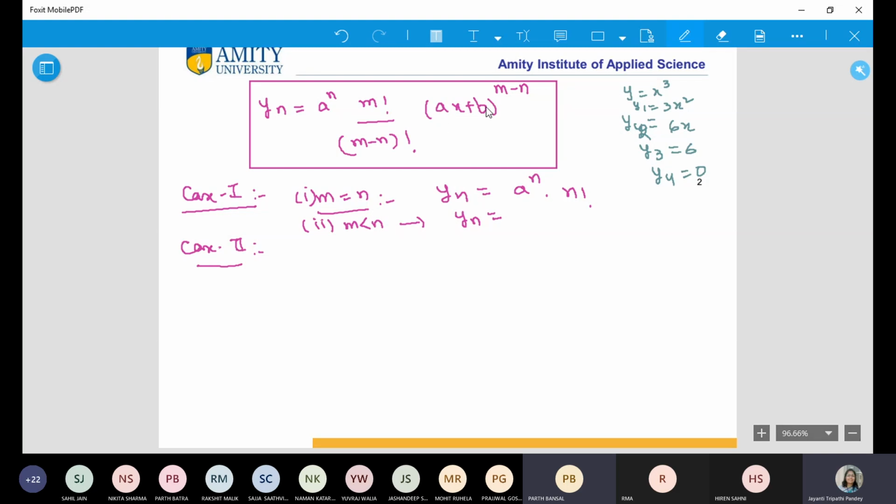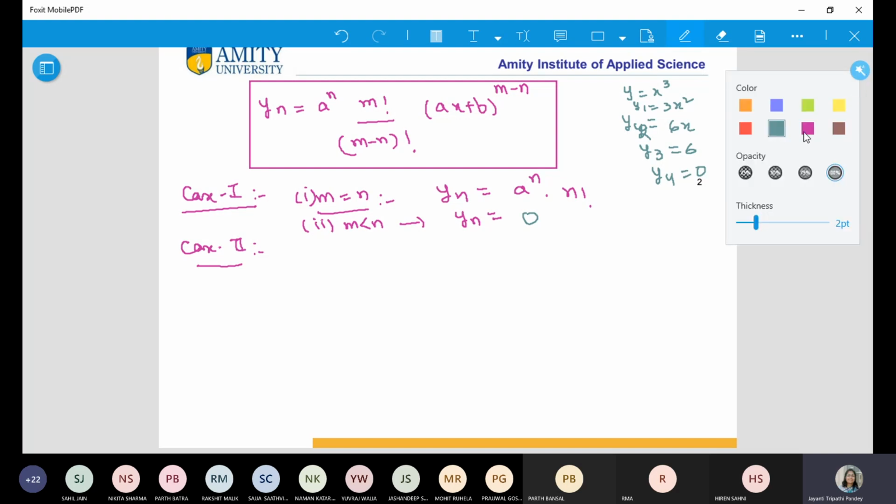If you are dealing with an algebraic expression like this and your m is less than n, obviously it will give you the next derivative as 0. So if m is less than n, yn should be 0. And remember this. This is a polynomial, and if you differentiate a polynomial more times than its degree, then obviously the derivative will be 0.